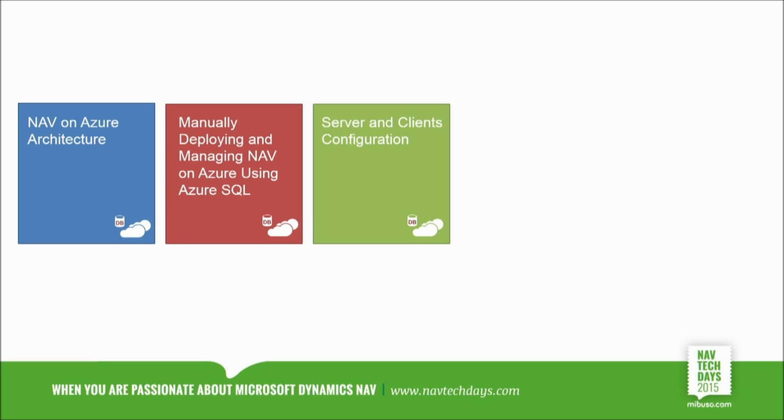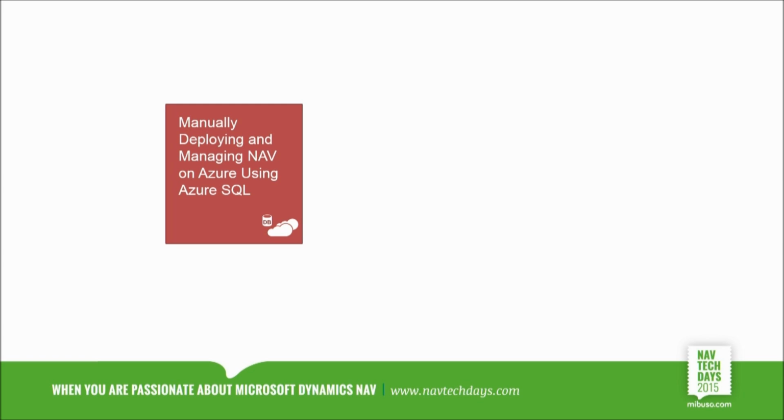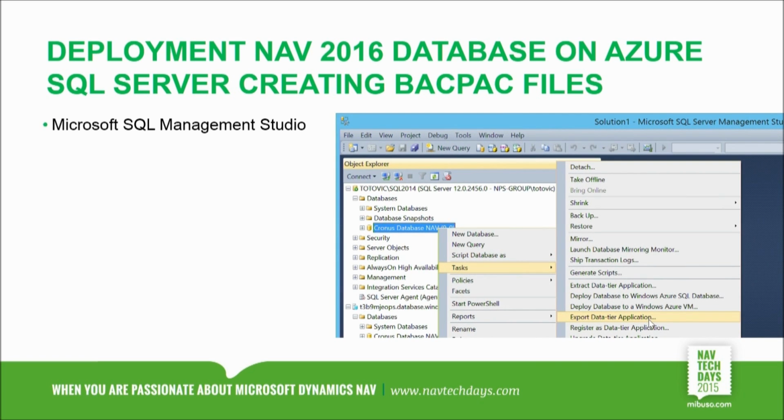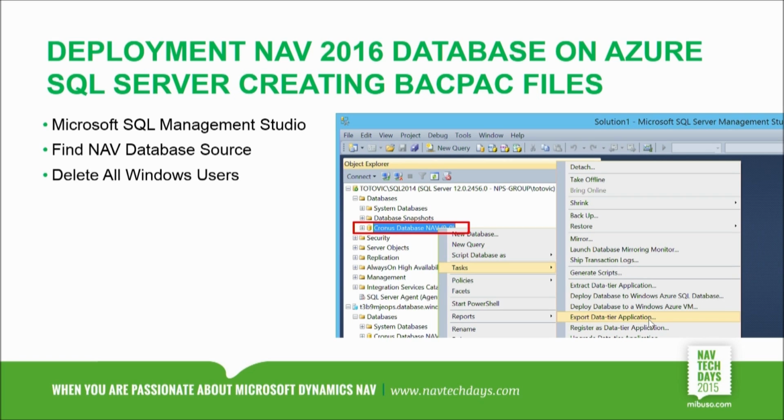Okay, we already finished with the server tier and clients configuration, but I already said we have two ways to deploy NAV on Azure SQL. I showed one. Now I want to show you another way, using a BACPAC file directly. Again, you need to use Management Studio. Again, find NAV data. If you don't have a BACPAC file, first you need to create it. To create it, you need to find your database as source.